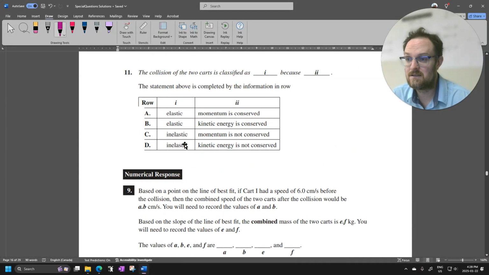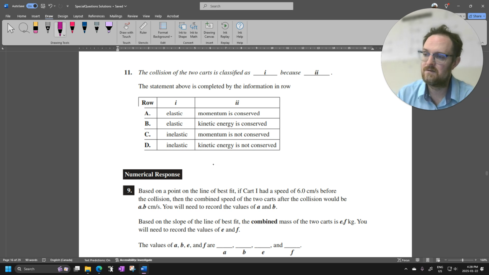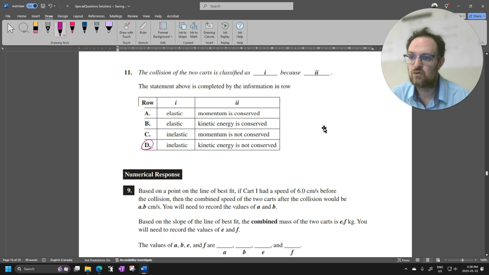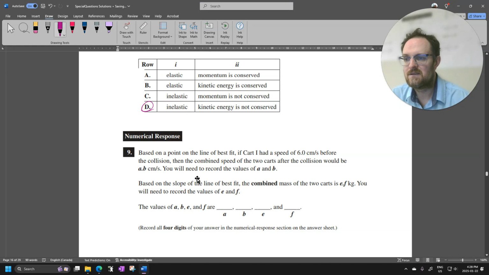Inelastic, most likely inelastic and kinetic energy is not conserved. That's probably going to be the case, but we can double check that based on line of best fit. What is the speed after the collision, and based on line of best fit, what's the combined mass?